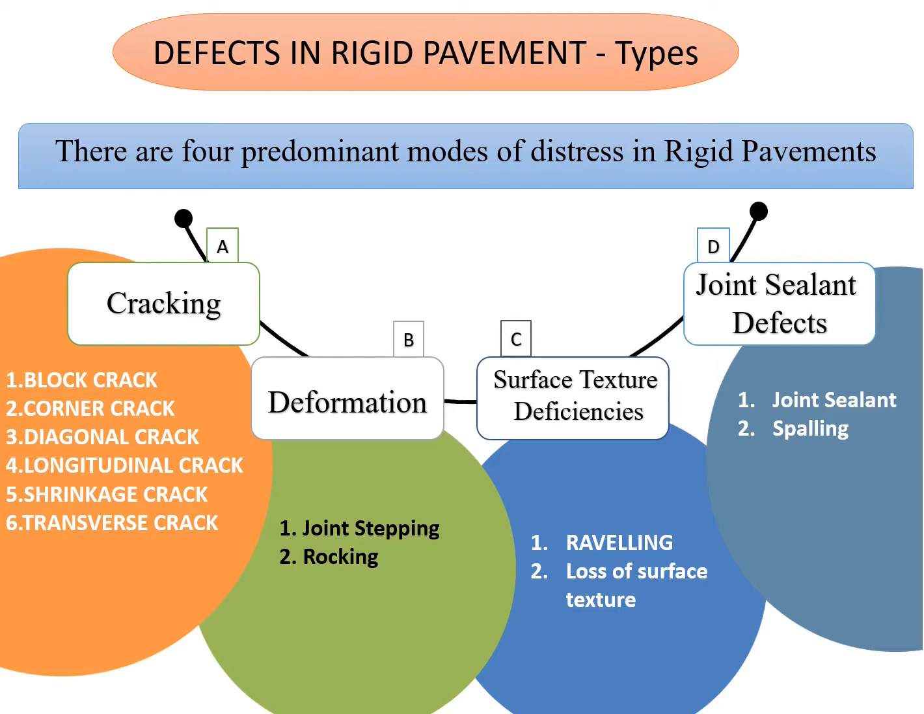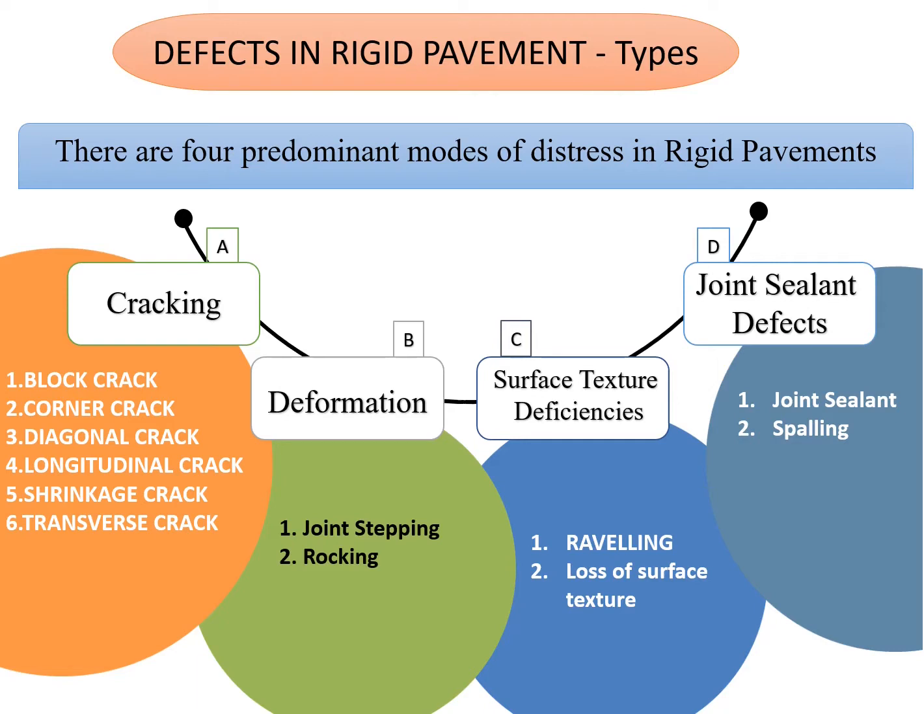In our previous module, we talked in detail about cracking and the different types of cracking, that is block crack, corner crack, diagonal crack, longitudinal crack, shrinkage crack, and transverse cracks. We discussed the description of these defects, their possible causes, as well as the recommended remedies to overcome them.